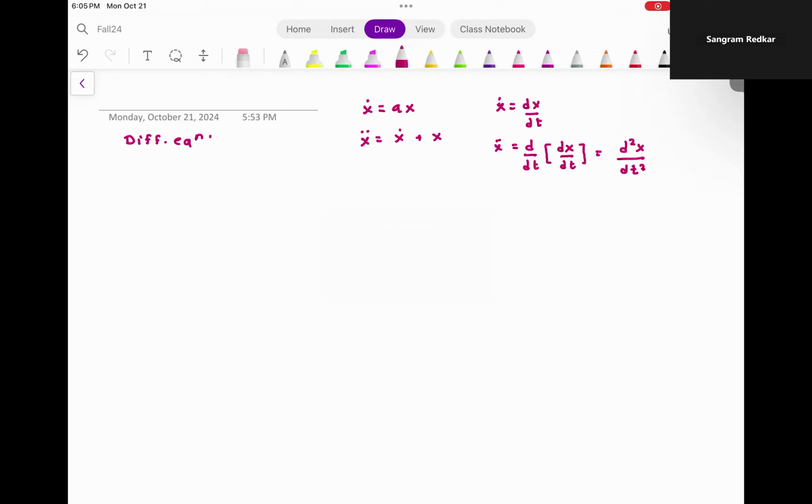Now here x of t is the dependent variable and time t is an independent variable.